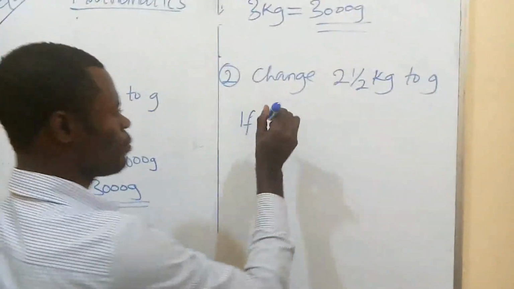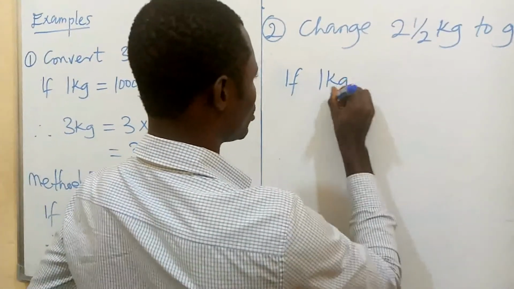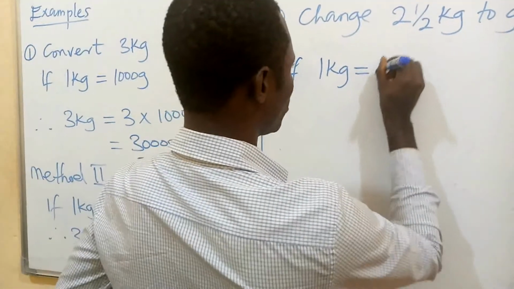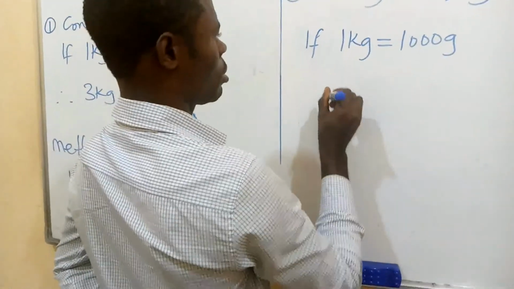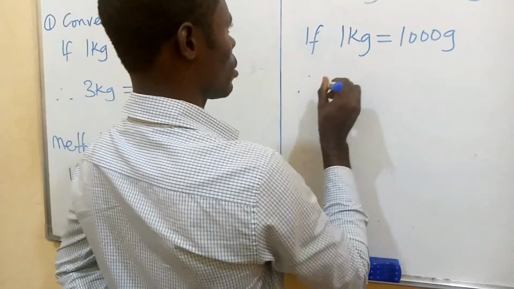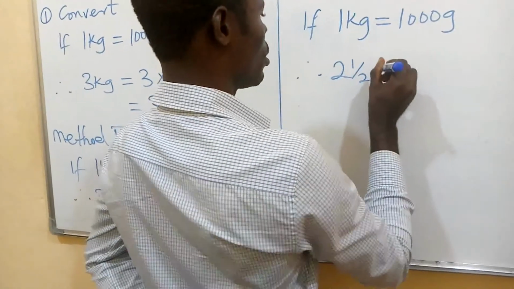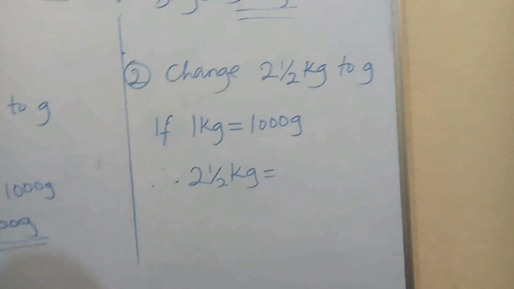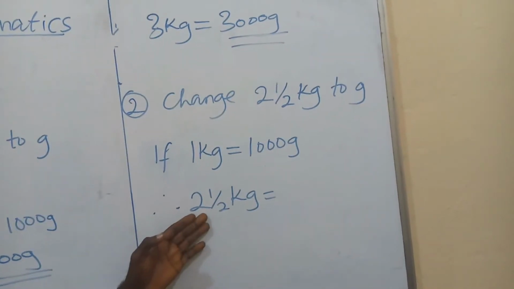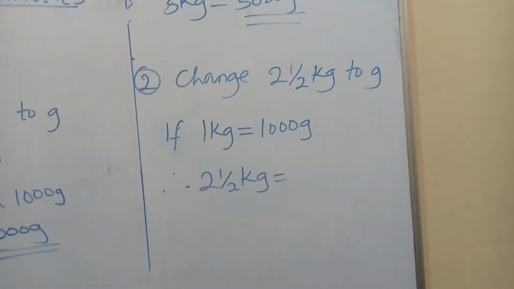Alright, so if 1 kilogram or 1 kg is equal to 1,000 grams, therefore 2.5 kilograms will be equal to what? So now, in order to solve this correctly, we have to split this 2 kilograms from the half kilogram to make it easier for us.